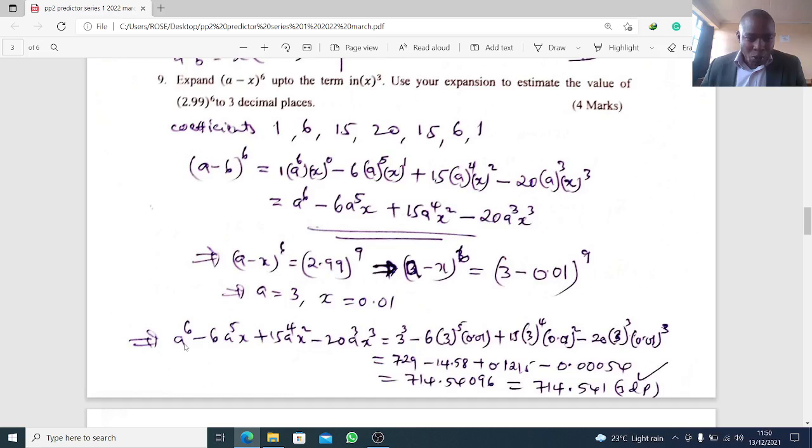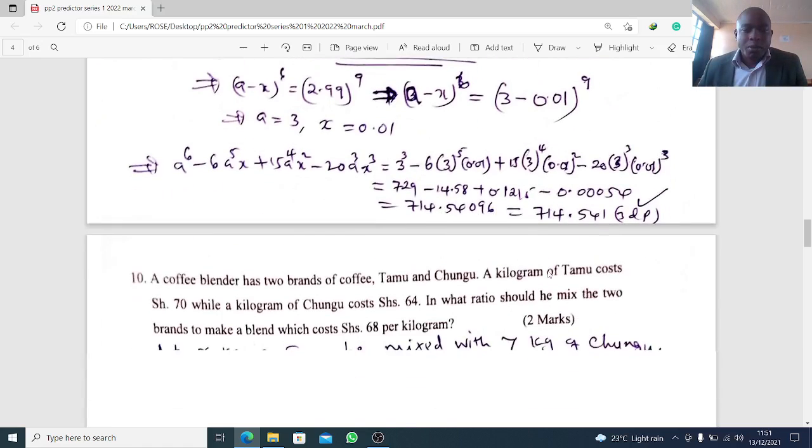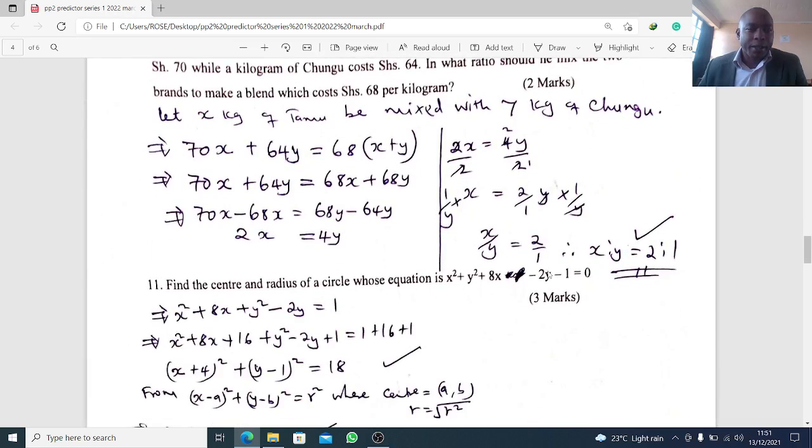So from there, I substitute wherever there is an a, I put 3, wherever there is an x, I put 0.01. So it will be 3 power of 6, not cubed, minus 6 into 3 power of 5 times x, which is 0.01. You do everything, you get all these numbers. That gives you 714.54096. So that is number 9. Then we go to question number 10.